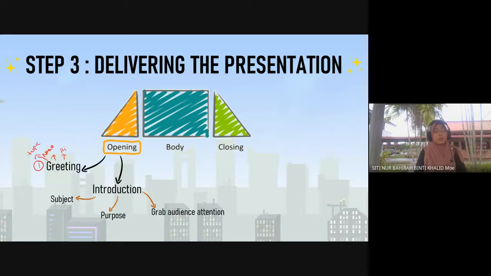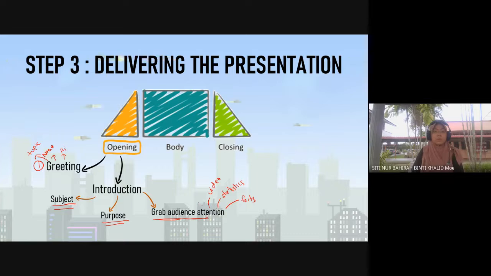And then you move on to your introduction. So in your introduction, you explain what is the subject of your presentation, what is your purpose, and you can include something that can grab your audience attention. So this can be in the form of, macam kita belajar in the previous topic, you can include facts. You can also include statistics. You can also, for example, show a video like I did today.